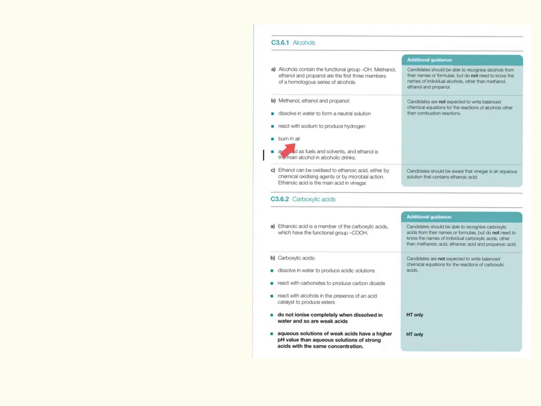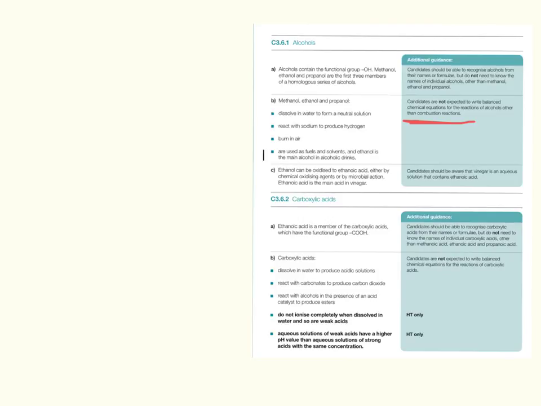Okay, burning in air. Now, it's worth just reading this additional guidance here actually. It says candidates are not expected to write balanced chemical equations for the reactions of alcohols other than the combustion reactions. So, quite important here to note that they could see an opportunity to pop in an equation writing task, and that it might be that you've got to write the full equation yourself and then balance it. It might be that they give you the equation and then you've got to balance it. We don't know, so we're going to do both now.